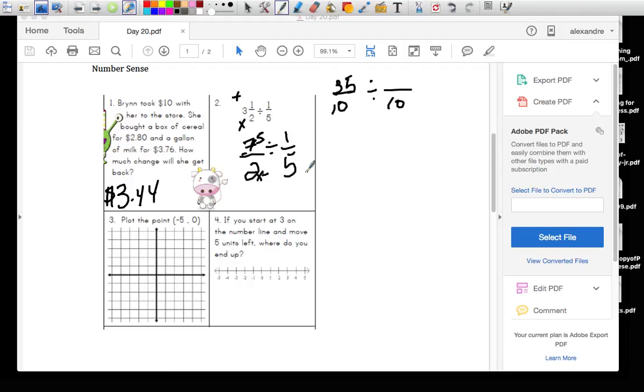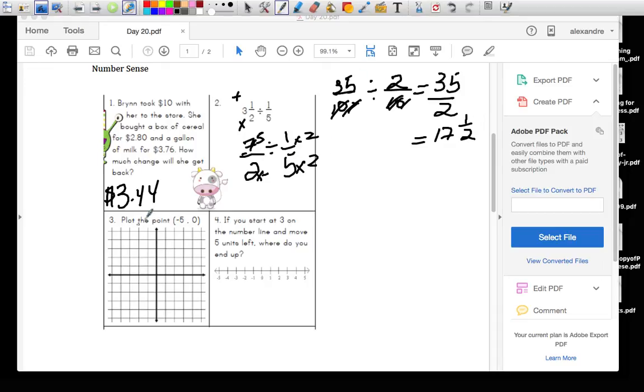The bottom is going to be a times 2. Now it's times 2, so that's going to be 2. Now that my denominators are the same, I can just cross the bottoms out because they're all the same size pieces here. So it's going to be 35 over 2, and I write that as a fraction, 35 over 2. That's going to give us 17 and a half, or 17.5. It should have been fine. Okay.